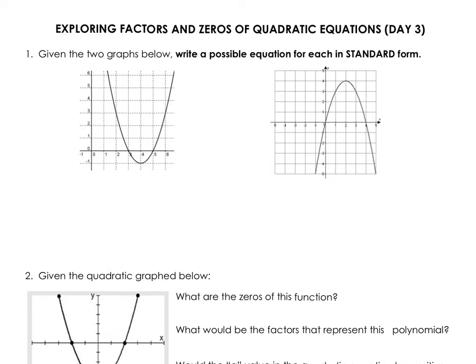So we have, given the two graphs below, write a possible equation for each in standard form. Okay, so to do these, all I can see from the graph is the roots right now. I know that I can find the roots, but I need to find the formula. So we're going to use our roots. I can see here it crosses at 3 and at 5. So those are my roots. Those are like the answers.